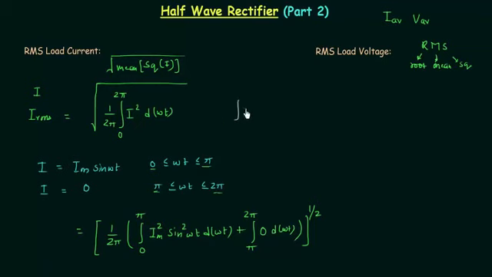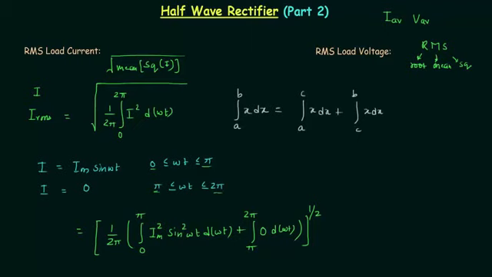I have used the property of definite integral. If you have to integrate x with respect to dx from a to b, then it is equal to integration of x from a to c plus integration of x from c to b. This is same as integration of x from a to b.